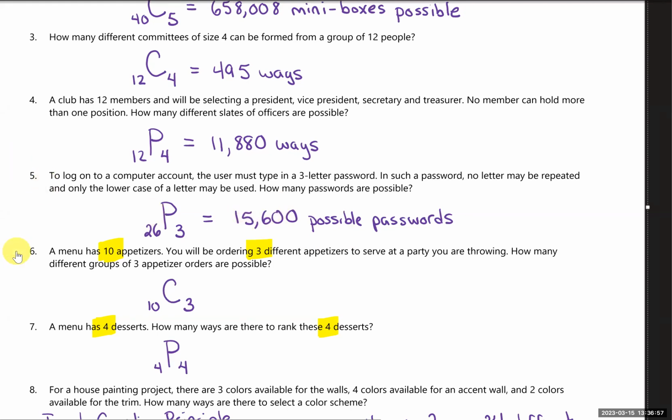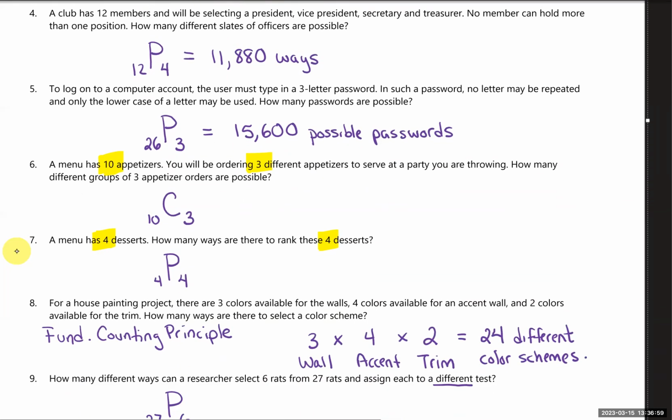And then for number 6, with our menu, if we're going to have 3 appetizers chosen for our party, and we can choose from 10, that's going to give us 120 ways that we could order a group of 3 appetizers to serve. Still a lot of choices. And then if we're ranking our desserts, there are going to be 24 ways to rank 4 desserts. And we'd be ranking all 4, like our first best, second best, third best, fourth best.